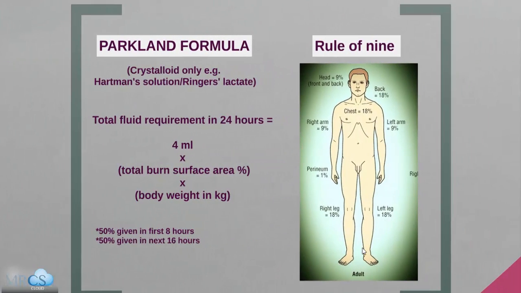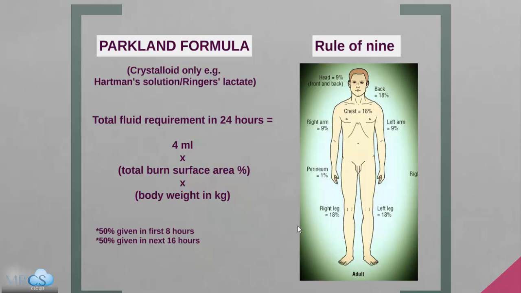This moves me to burn fluid resuscitation, where only crystalloid fluid is used in burns, Hartmann's solution or Ringer's lactate. First you calculate the total burn surface area using the rule of 9: head 9%, back 18%, chest 18%, right arm and left arm each 9%, and the lower limbs each 18%.